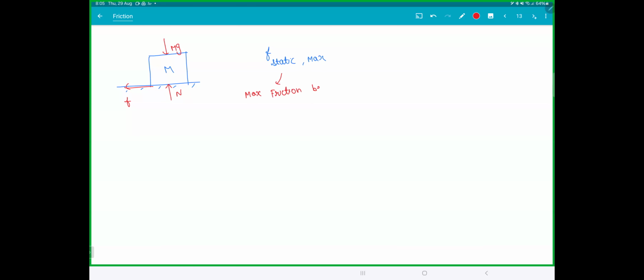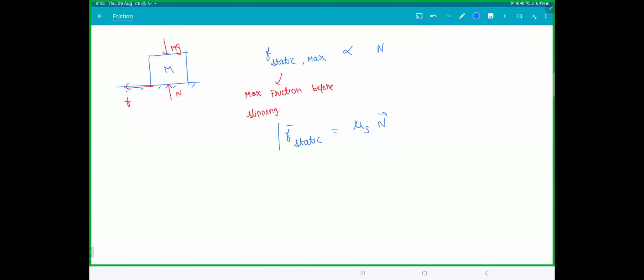This value is proportional to the normal reaction. And when you take the proportionality constant, we get F static is equal to mu S into N bar. Now, this is wrong. Why? Be careful. You have to compare magnitudes. Can you see F is horizontal, N is vertical?